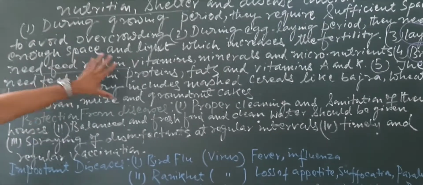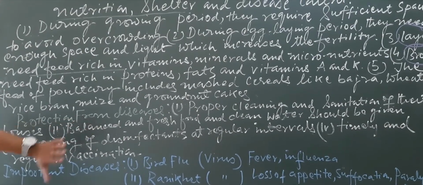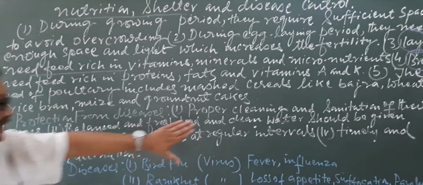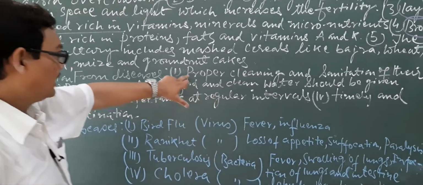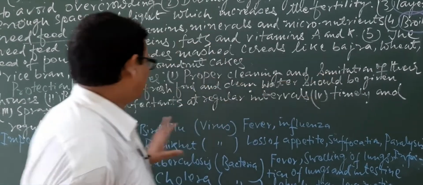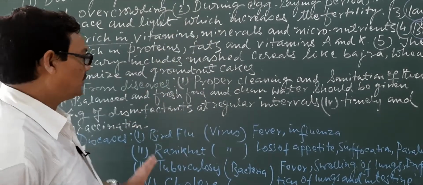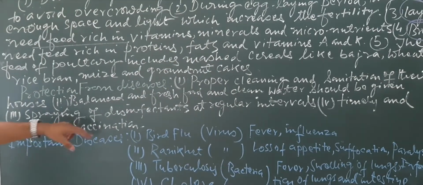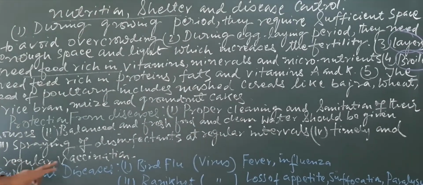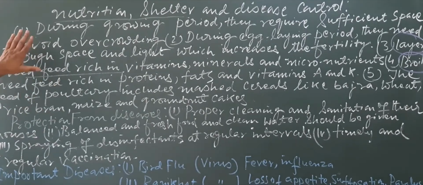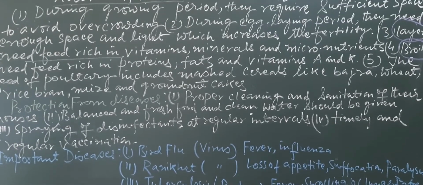There are some preventive measures for the protection from disease, which mainly focus on their housing: number one, proper cleaning and sanitation of their houses; balanced and fresh food and clean water should be given. This is the basic requirement. Spraying of disinfectants at regular intervals and timely and regular vaccination. So these are some management measures with regard to their nutritional requirement, shelter and disease control.